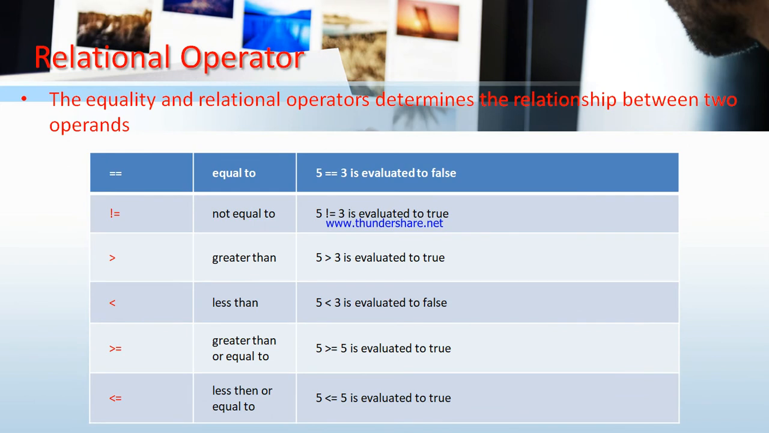Then we go for relational operators. This is also very important. Another name is equality and relational operators. These operators determine the relationship between two operands. What is the relation between the two, like that?